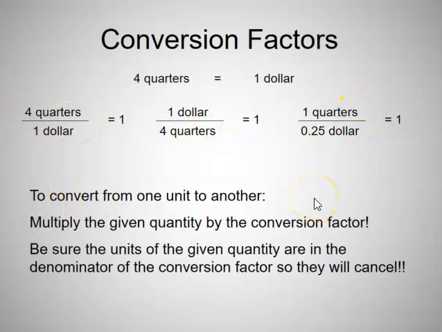So which one's the appropriate conversion factor? It's the one that gets rid of the units you're in and switches you over to the units you want. So you want the given units to always be on the bottom of the conversion factor. If I had 500 quarters and I want to figure out how many dollars that was, the only one that has quarters in the denominator would be this one. So I take my 500 quarters and multiply it by $1 over 4 quarters. That would switch me to dollars. So always make sure that the unit you're getting rid of is on the bottom of your conversion factor.